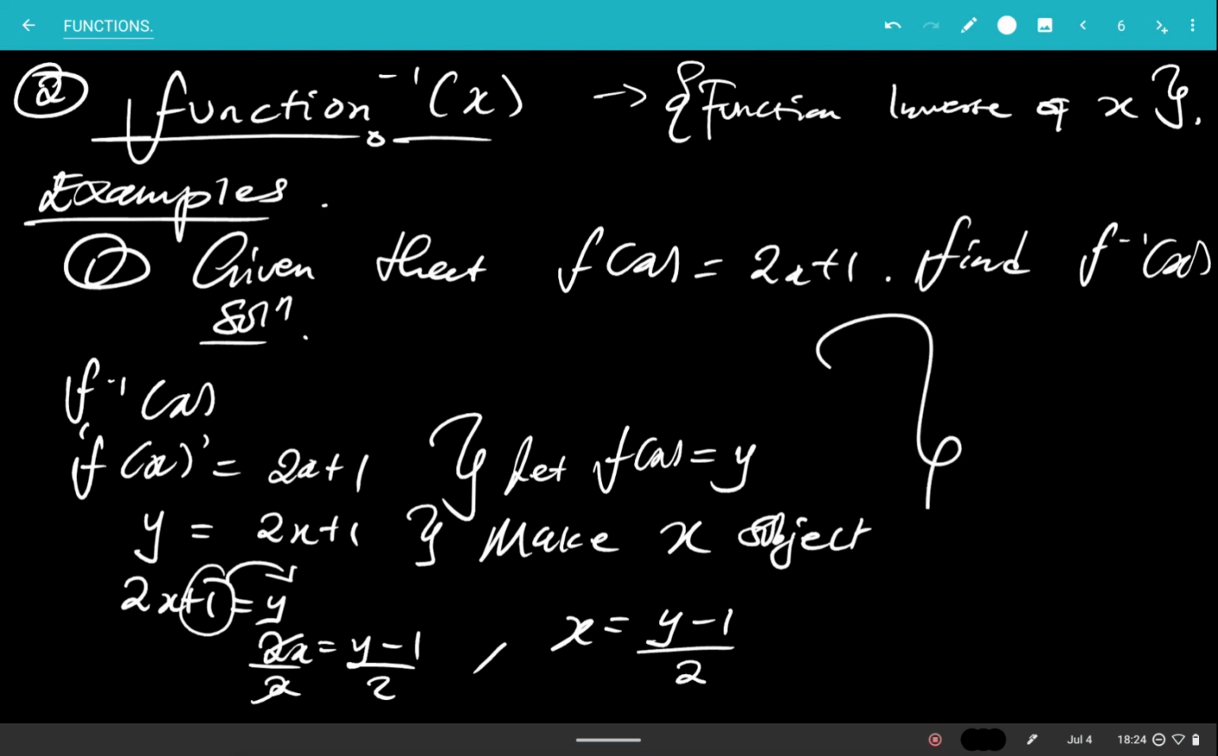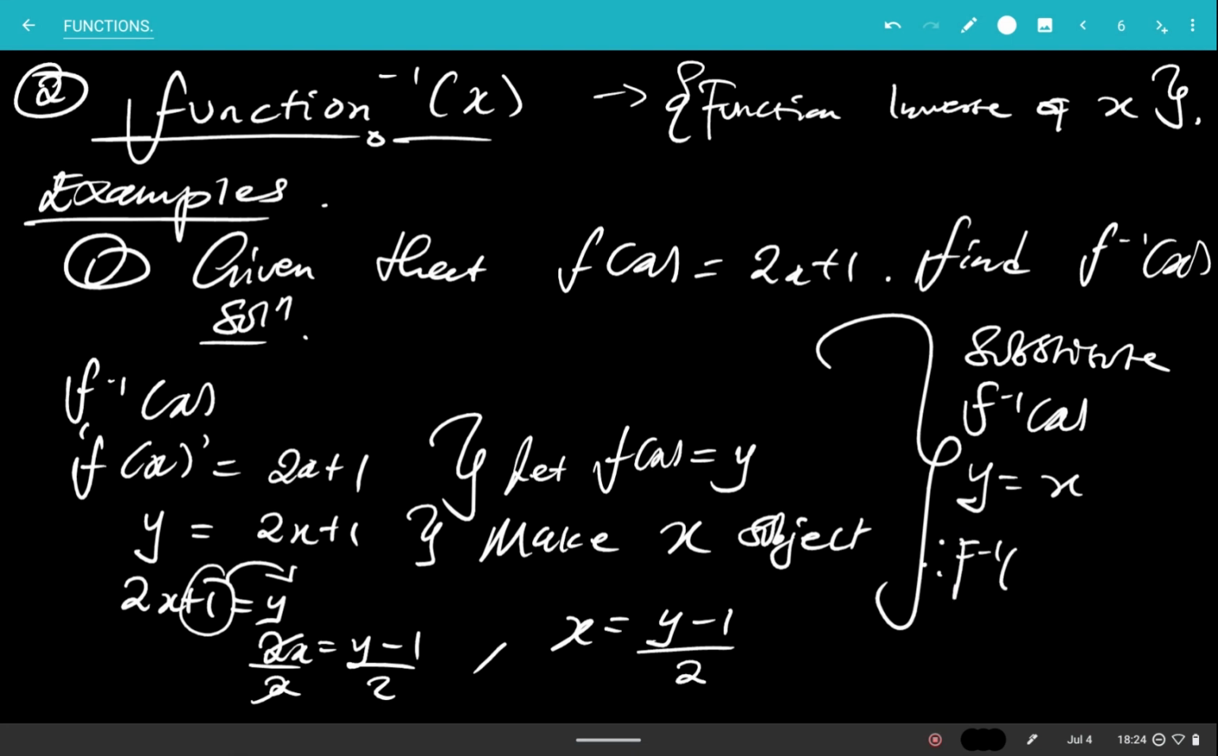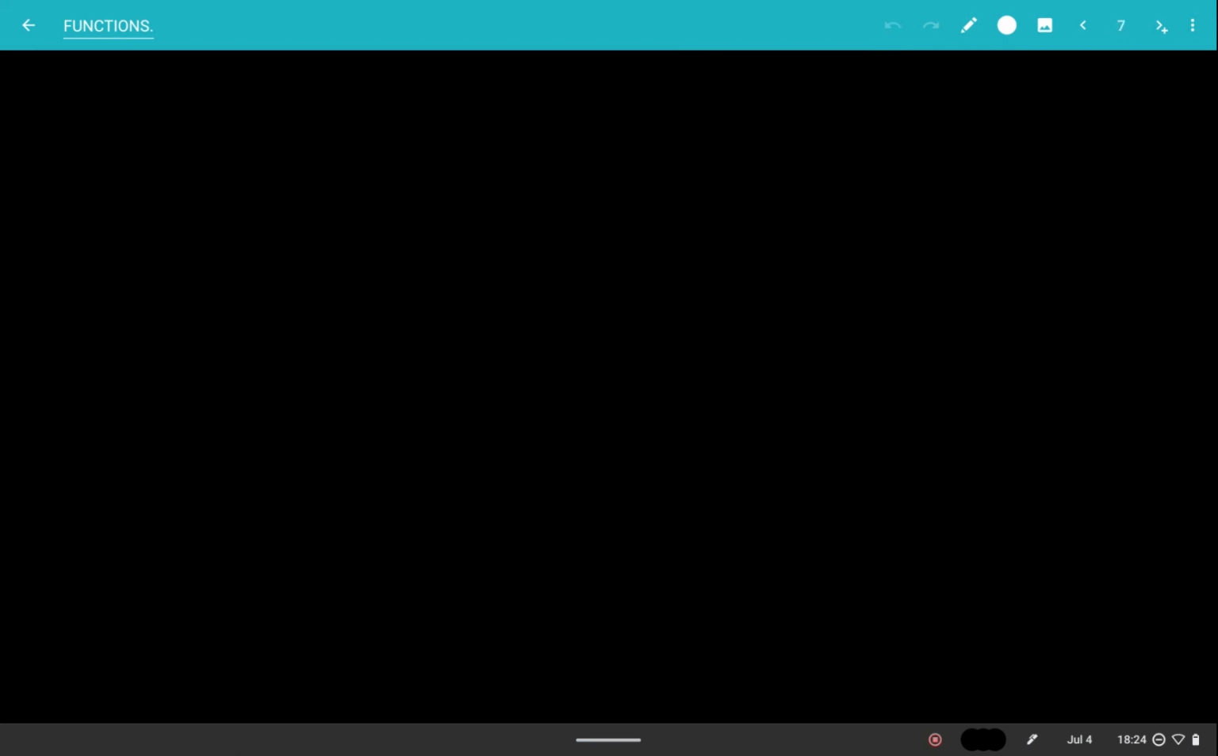Now, after you do that, all you're supposed to do is to substitute. So substitute f inverse of what? X. And wherever there is y, put what? X. Therefore, we say f inverse of x is equal to, where there is y, I put x, x minus 1 over 2. So that is the inverse. Let's look at another example.